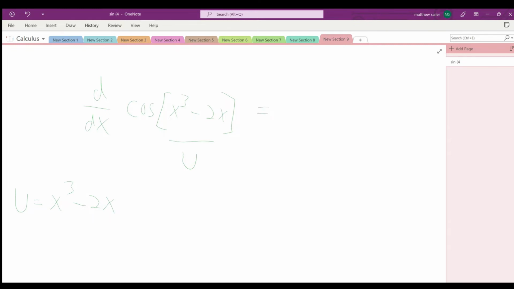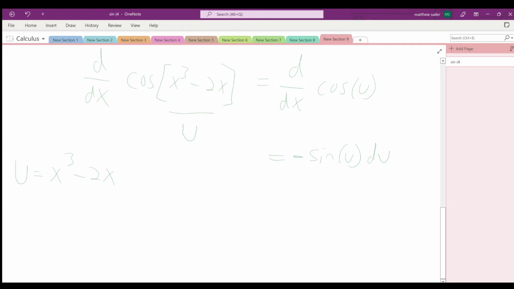And now we will rewrite the equation. So derivative of cosine of u. And this derivative is equal to minus sine of u du. Again, don't forget the du. You always have to multiply the derivative by whatever is the derivative of the inside to find the final answer.